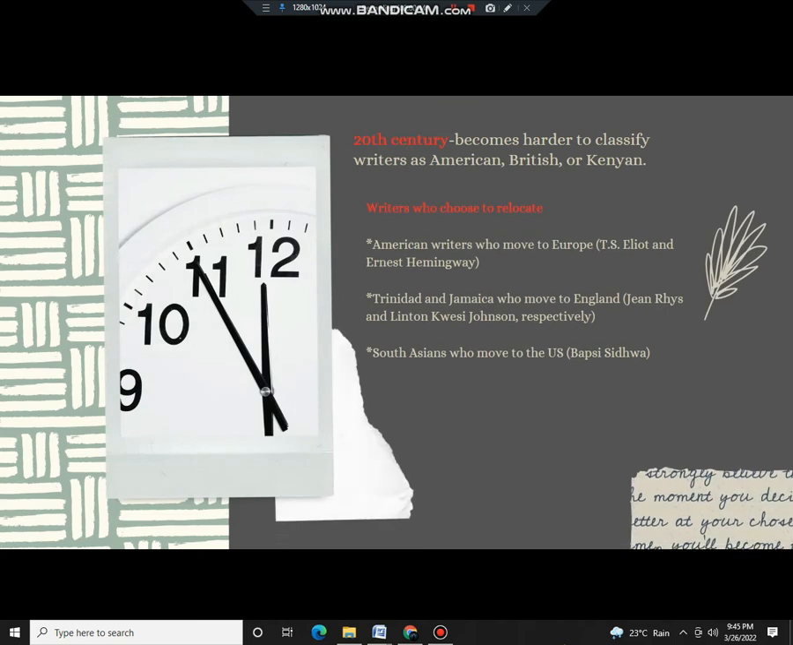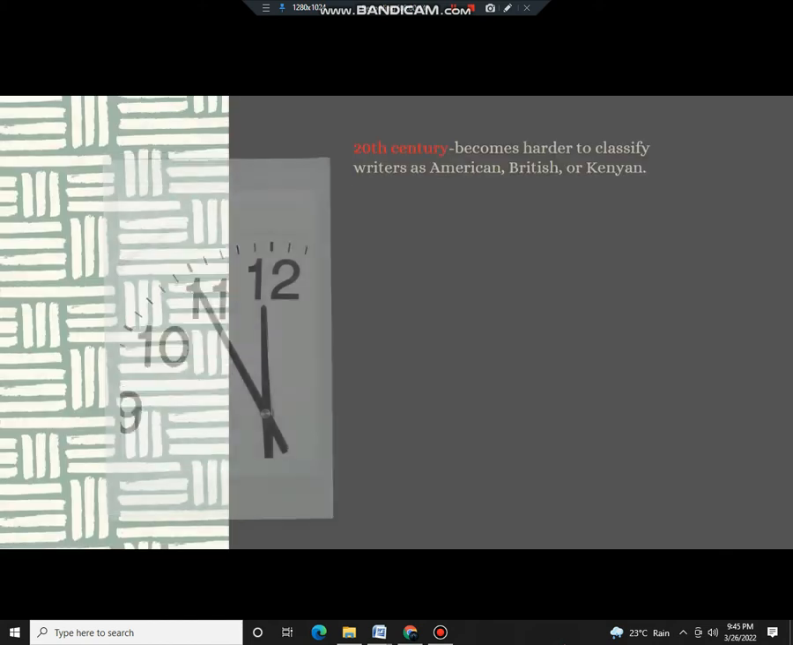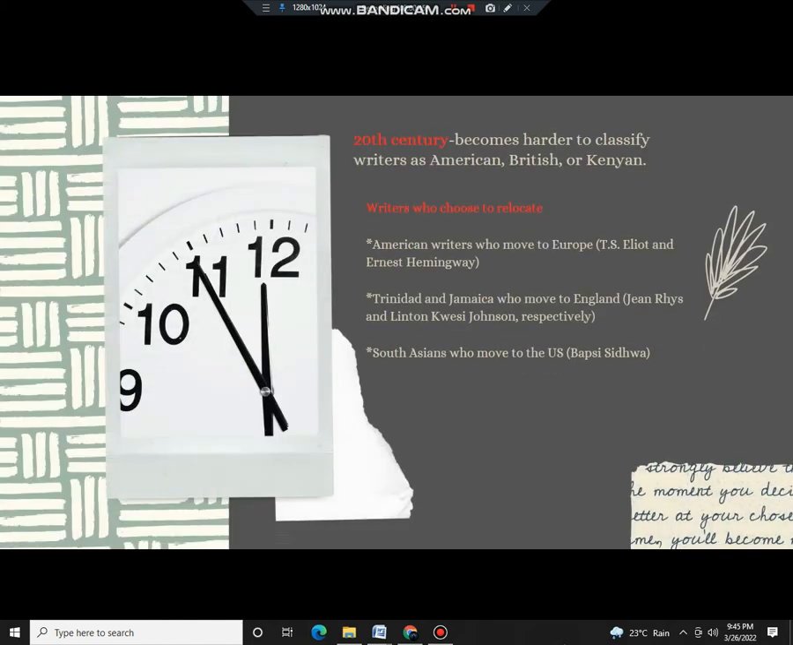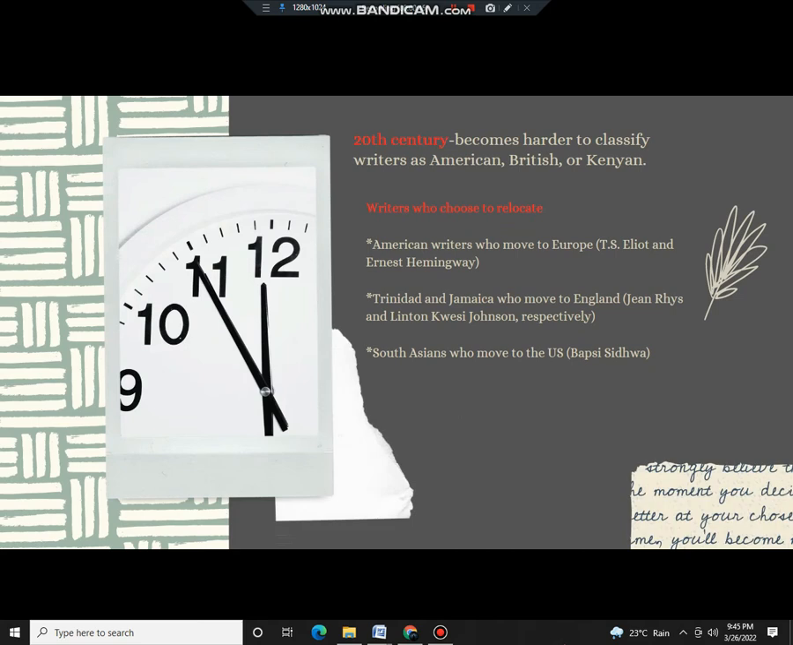In the 20th century, it becomes harder to classify writers as American, British, or Kenyan. Kasi yung iba mas pinili nilang mag-relocate. Kasi sobrang dami na eh. Mahirap nang i-classify kung anong klaseng English siya. Kasi nagkahalo-halo nga dun dahil sa colonialism.